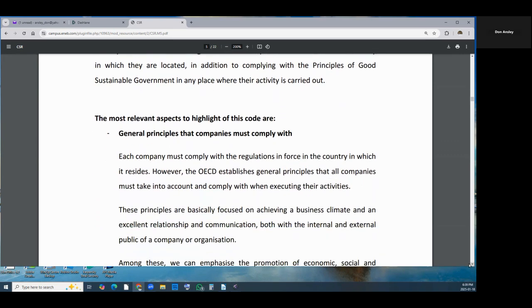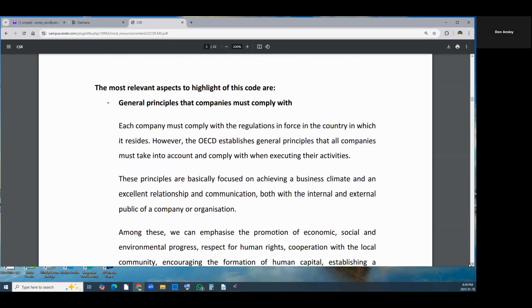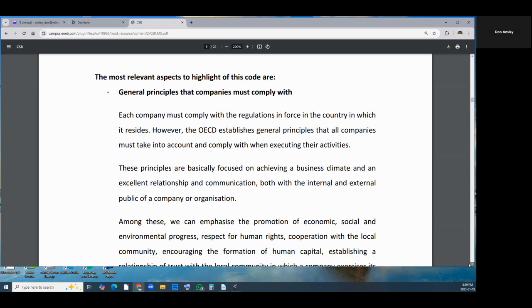Each company must comply with the regulations in force in the country in which it resides. However, the OECD establishes general principles that all companies must take into account and comply with when executing their activities. These principles are basically focused on achieving a good business climate and an excellent relationship and communication with both the internal and external public of a company or organization.